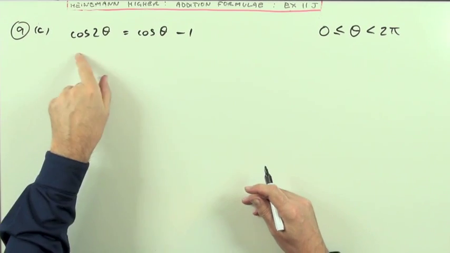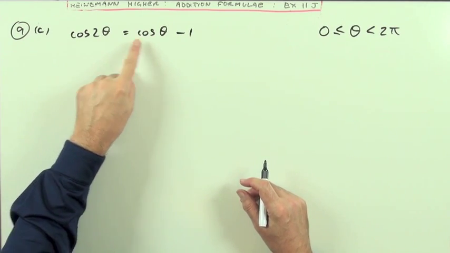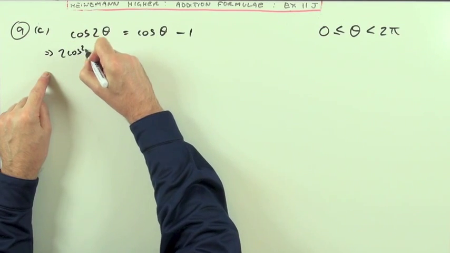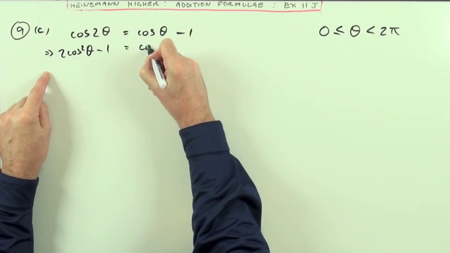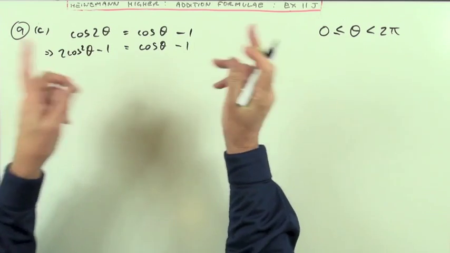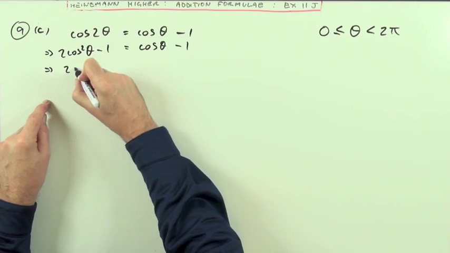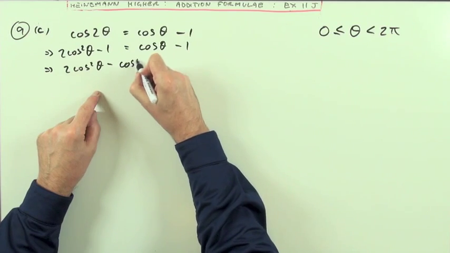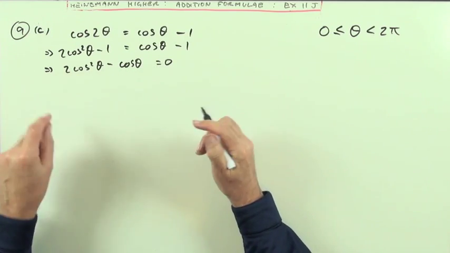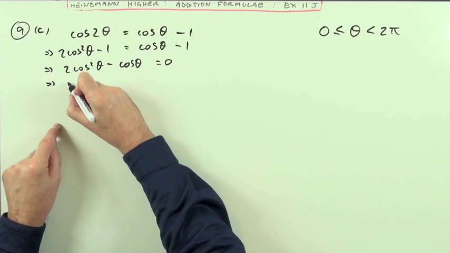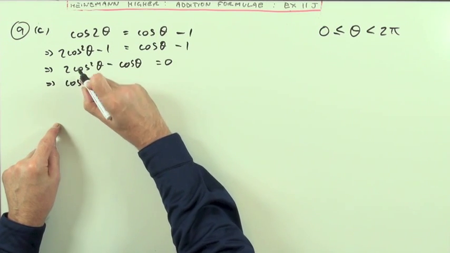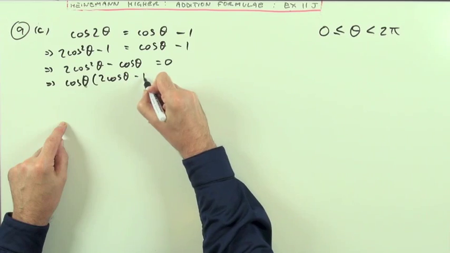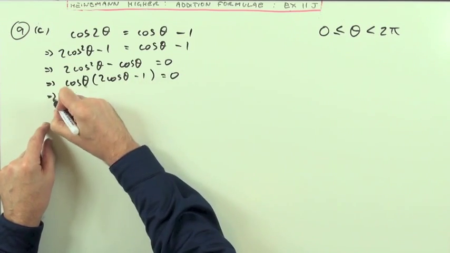Part C. Double angle, changing a cos to match a cos. So I'll go for 2 cos squared theta minus 1 is cos theta minus 1. Well, those can go. So I'm just left with 2 cos squared theta minus cos theta equals 0. Having it on one side so I can factorise it, it factorises readily via a common factor cos theta, leaving 2 cos theta minus 1 for the other factor.